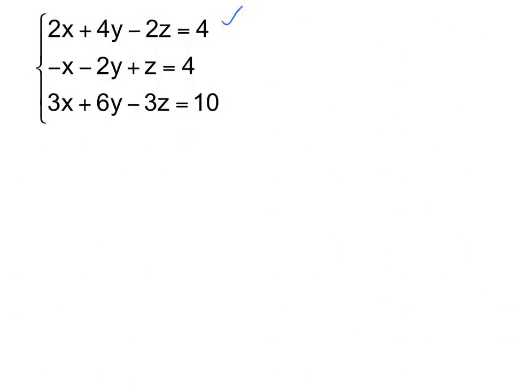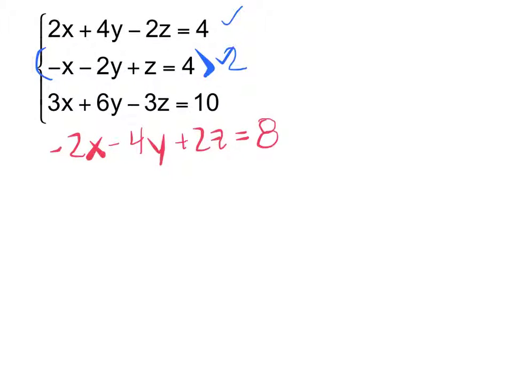It looks like with these two I can make opposites pretty quickly with my x's if I multiply equation 2 by 2. So let's see what happens when we do that. We're going to have negative 2x minus 4y plus 2z equals 8. And then I'm going to rewrite equation 2, so we get 2x plus 4y minus 2z equals 4. That's a minus sign, I swear.